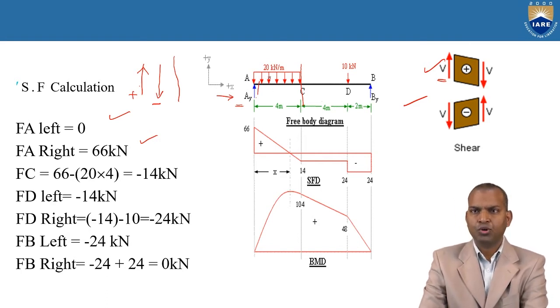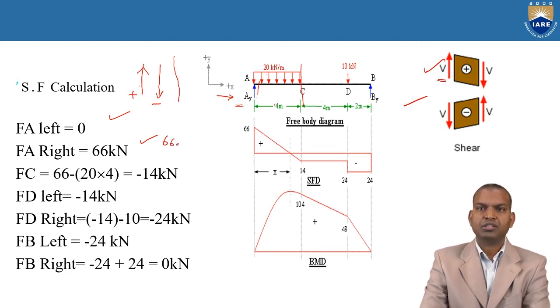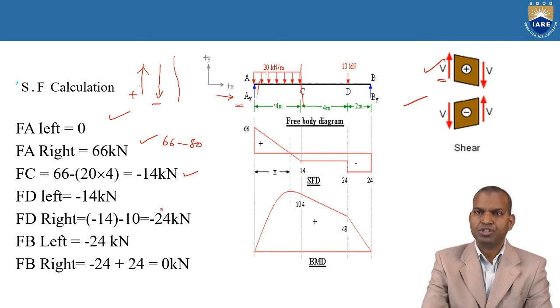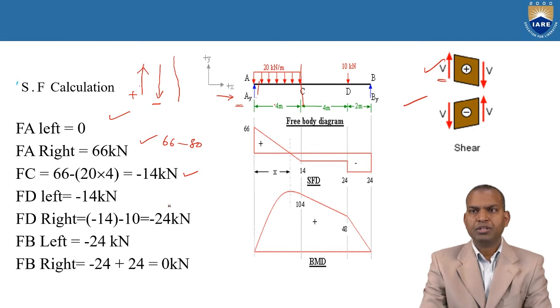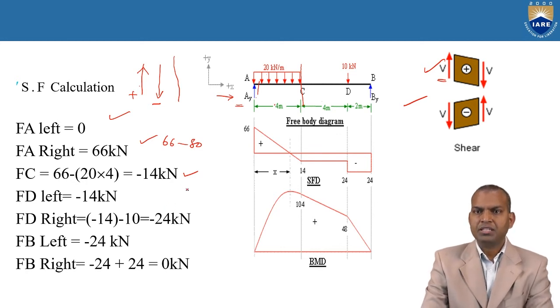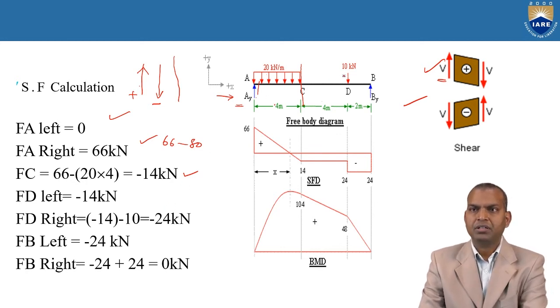That is concentrated load is 20 into 4, 80. That is 66 minus 80, that is negative 14 kilonewtons at point C. Now coming to point D. Up to point D from the left, the same load continues.